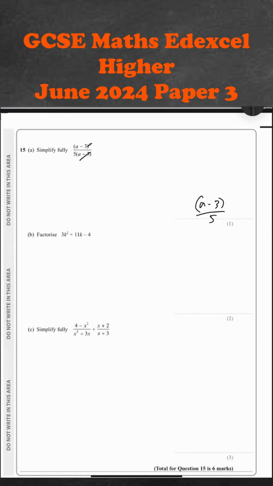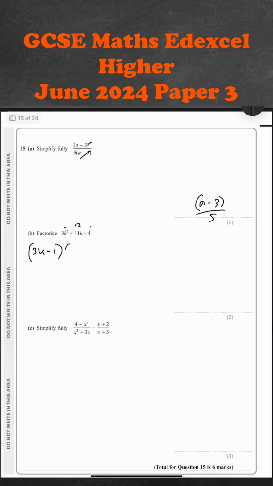Part B, factorise 3k squared plus 11k minus 4. It's going to be 2 brackets. It's going to be 3k. And then we want the 3 to multiply by the 4 so that we get 12k. And then we want a minus 1k to bring us back down to 11. So we're going to go with 3k minus 1.